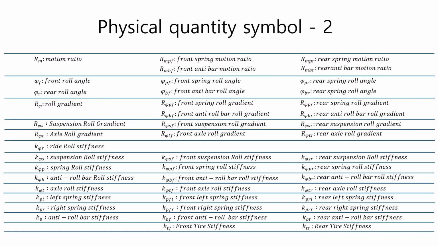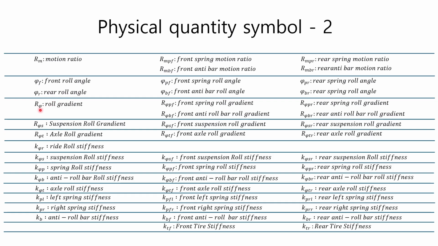The physical quantity symbols shown here are motion ratio, angle, roll gradient, roll stiffness, and stiffness. These relate to the characteristics of the spring, anti-roll bar, and tire. The symbol name Rm represents the motion ratio. For example, RMPF represents the motion ratio of the front axle spring. Phi represents the roll angle. For example, Phi PF represents the roll angle for the front axle spring.